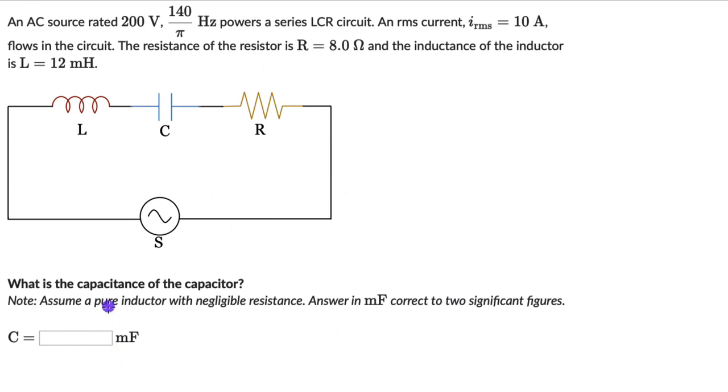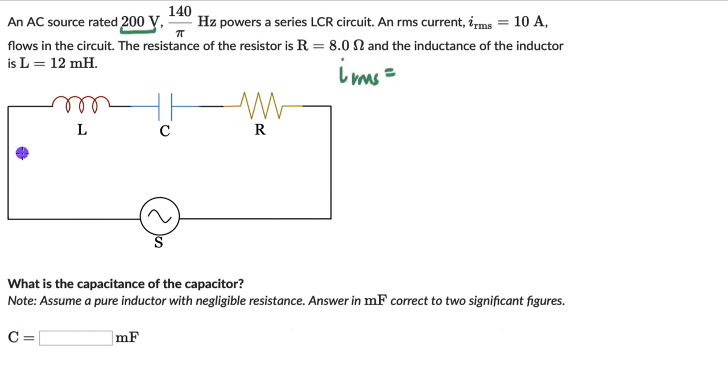All right, so we need to figure out the capacitance of this capacitor. Now, where do we begin in this question? I know from Ohm's law that current and voltage are related to each other. And in this case, the voltage is an AC source, and you have an RMS value of the current in the circuit and also an RMS value of the voltage, which is given to be 200 volts. So we can relate these two with this expression.